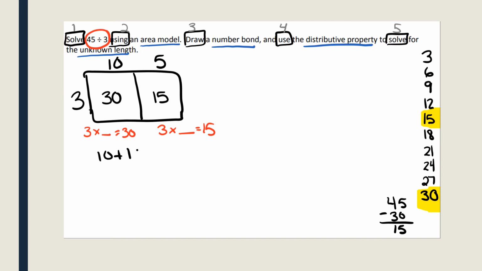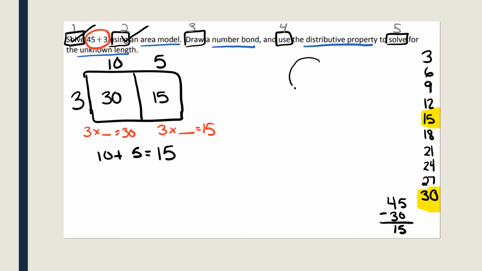10 plus 15 equals, oops, I made a mistake there. 10 plus 5 equals 15. Jumped ahead a little bit. So let's review our steps. I solved 45 divided by 3 using an area model. I have not drawn my number bond yet, so that's what I will do next.